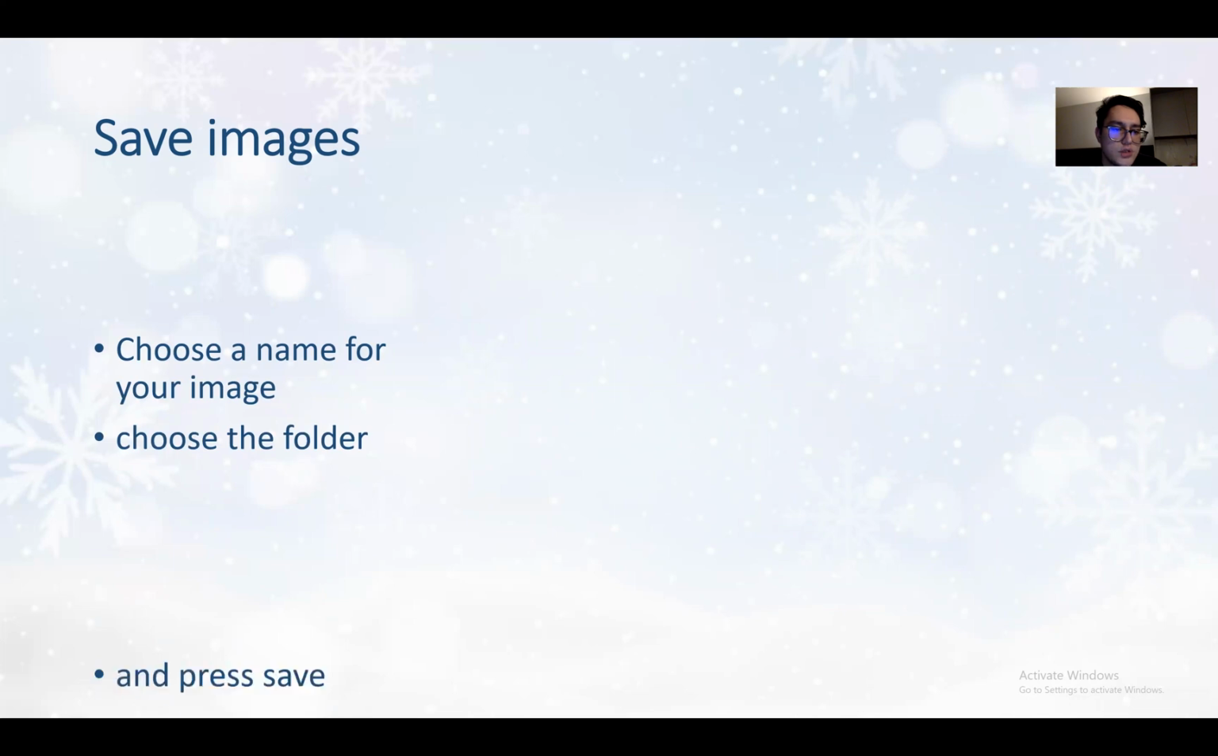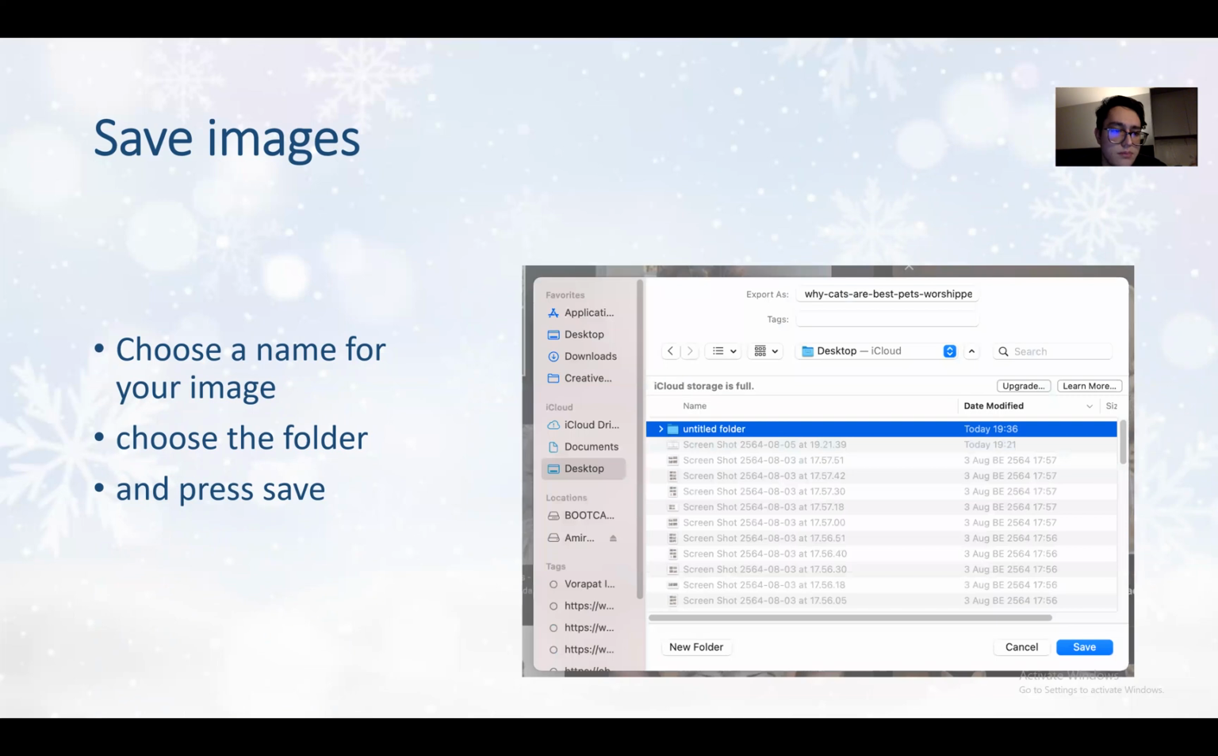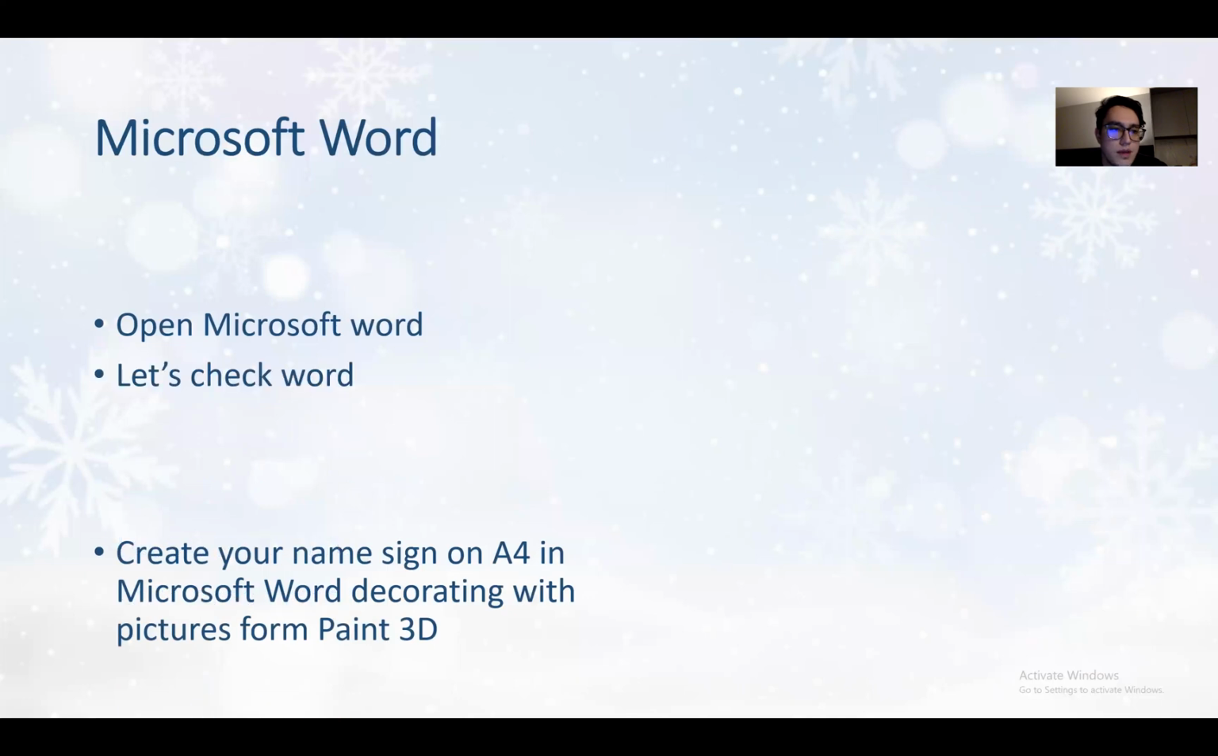So you can choose a name for your image. Before saving it, choose the folder and press save. So you can see here the name, the folder, and save button. So once you have set the name and chosen the proper folder to save the image in, you just click save to save the image.